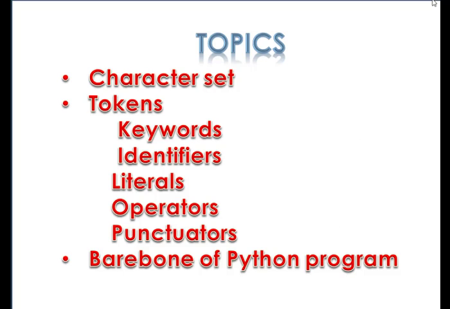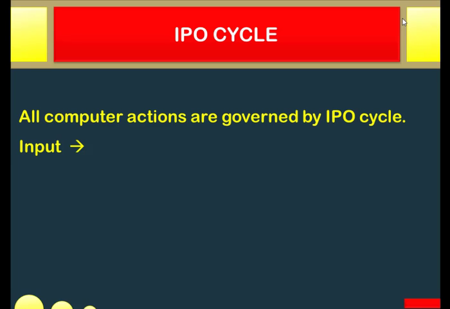So first we are going to learn about the IPO cycle. What is the IPO cycle? It's the input, processing and output cycle. All computer actions are governed by the IPO cycle: input, process and output. In your junior classes also you might have learned that the computer works on a basic fundamental: it takes input, it processes the input and then gives its output.